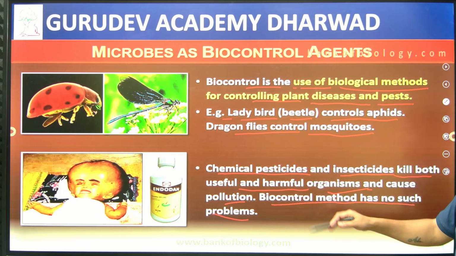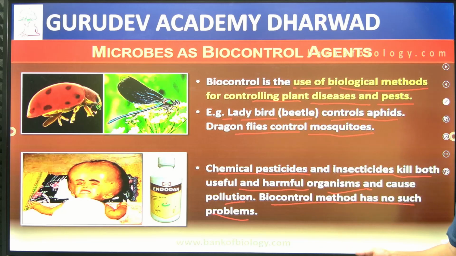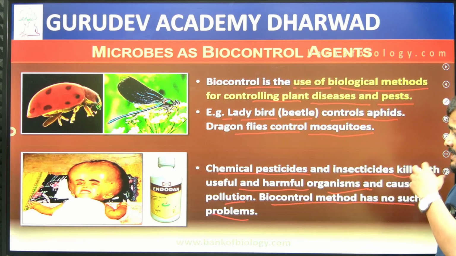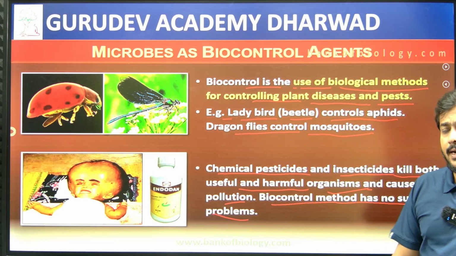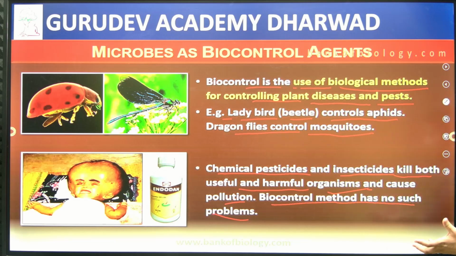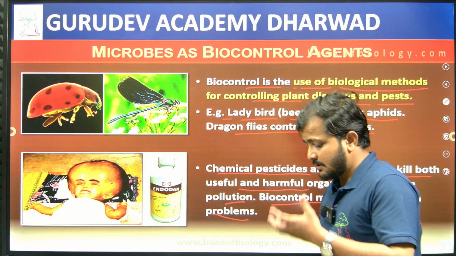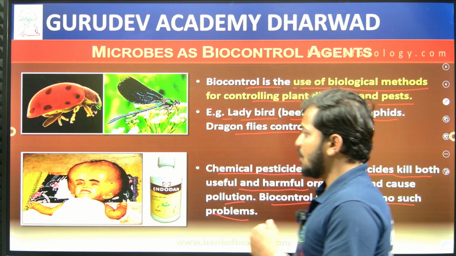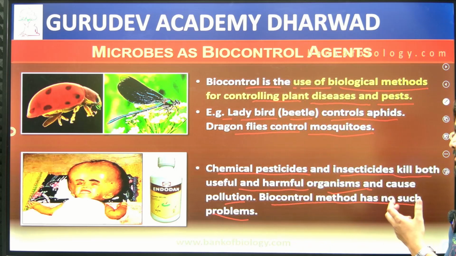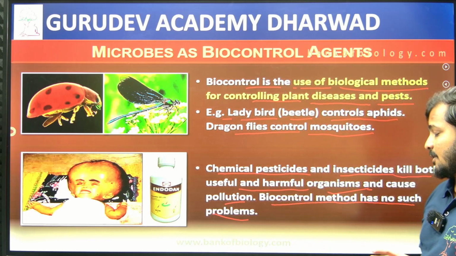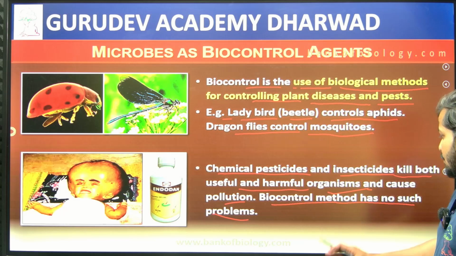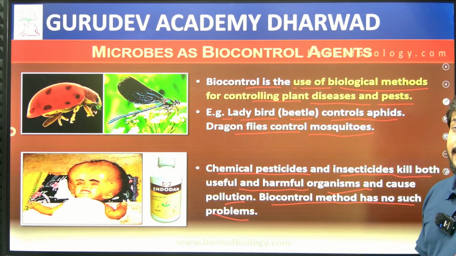If we use chemical pesticides or insecticides, they can affect small children and many other people. They also cause harm and loss of soil fertility. Such problems we can avoid, and instead we can use biocontrol methods, which have no such problems.